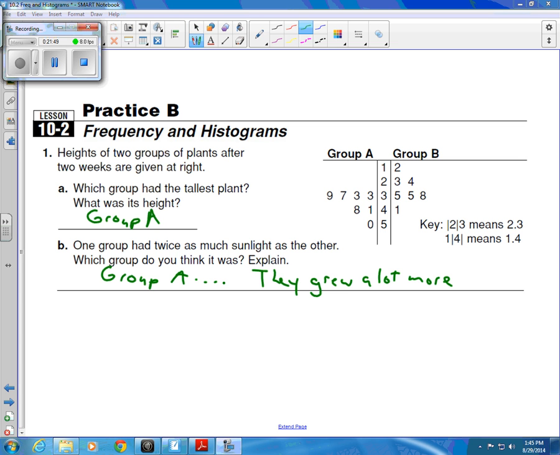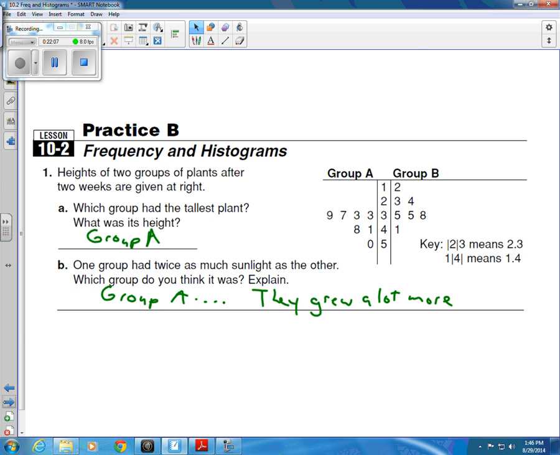This is what I got for answers. Tallest plant was from group A. You see it right here. And it also looked like we got twice as much sunlight in group A because their heights are about twice as much. Moving on.